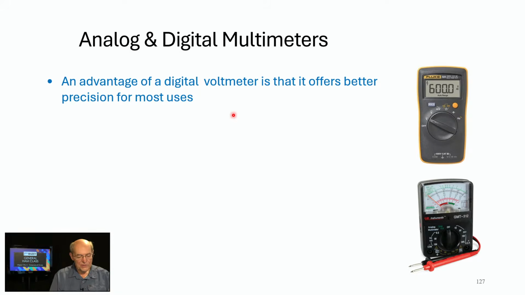Now, an advantage of a digital, it offers better precision because it's easier to see down to the tenths or the hundredths here than you could possibly interpret on an analog display. So that's the reason for this one.